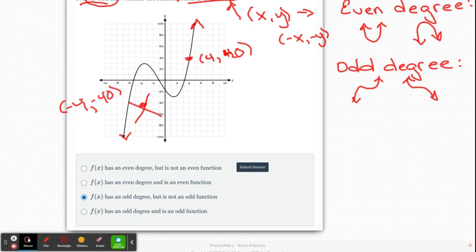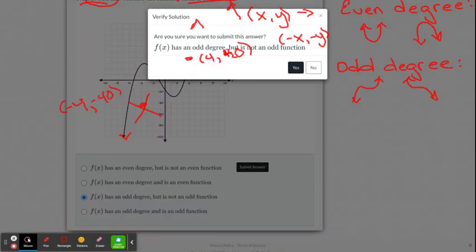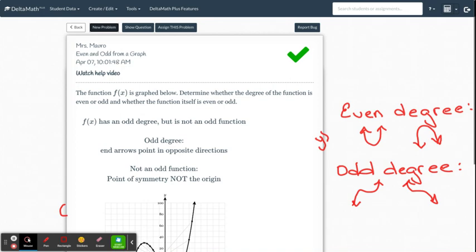Let's see if I submit it. Is it going to let me? Yep. Let's hope for the green check mark. There we go. Okay.